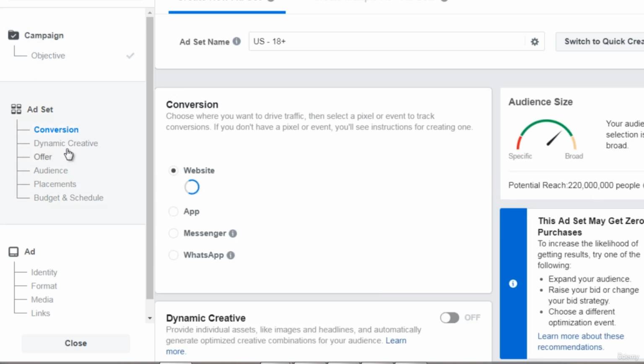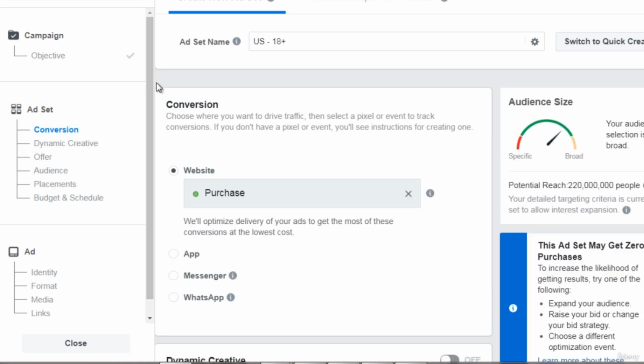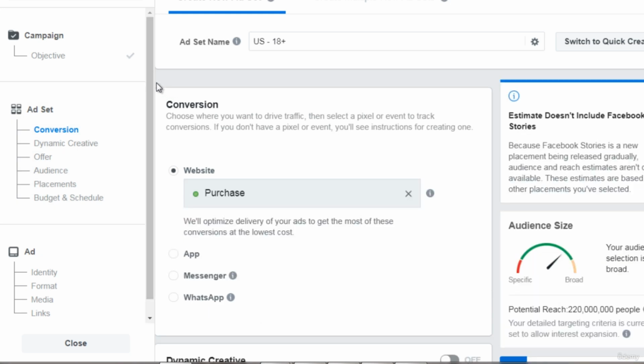The next step is the ad set, which is going to be the targeting, essentially who you're targeting. And that's why we did all the demographic research beforehand. So now we can enter that in here. So with that said, let's move on to the next video.